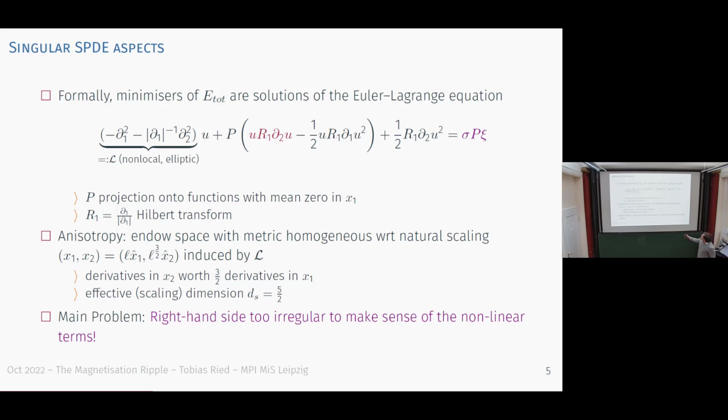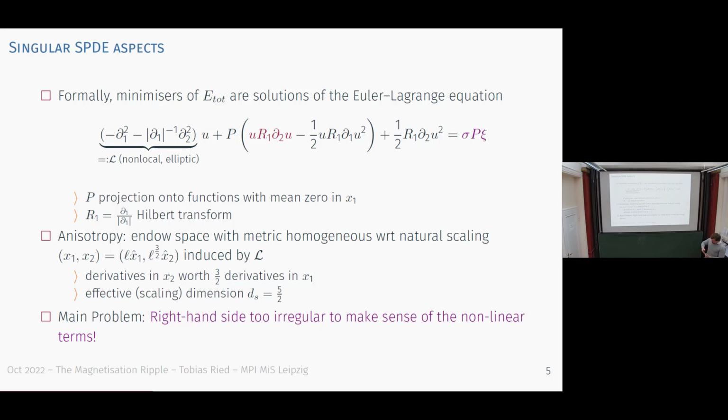Now, if you look at the equation, let me convince you that this is an equation which has problems. It's a singular stochastic differential equation. Let me walk you through the steps that show that this equation really has problems. First of all, since we have an anisotropy in the leading order operator, it's natural to endow the space with a metric that is homogeneous with respect to this natural anisotropic scaling. And if I scale in the x1 direction by L, I have to scale by L to the 3/2.